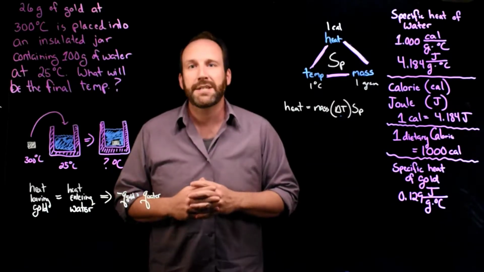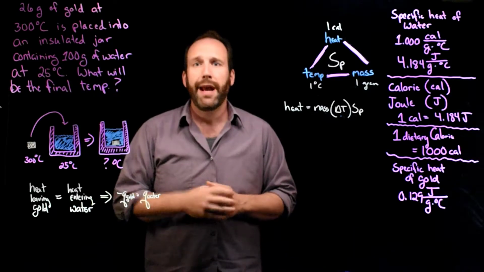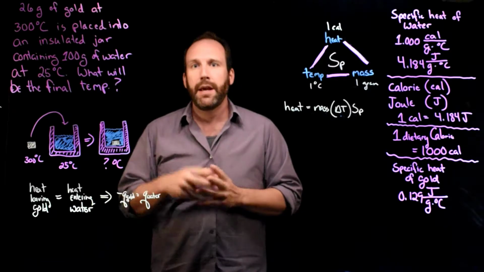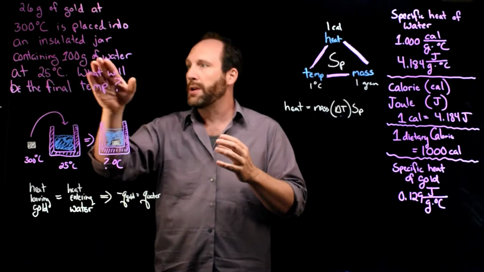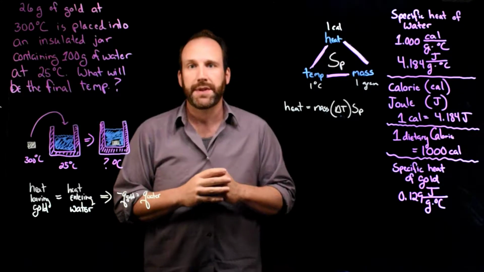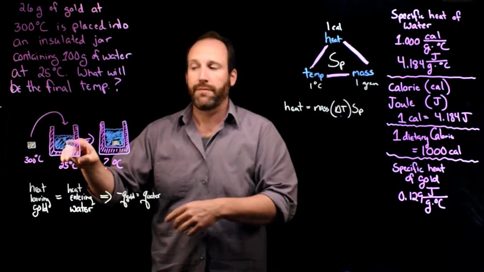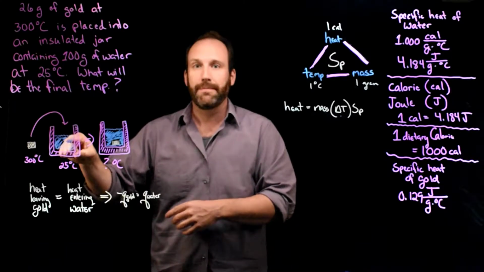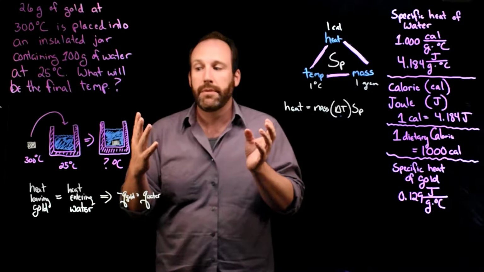Okay, so I've put our last problem here on the board. We're told that we've got 26 grams of gold, and that gold has been heated to 300 degrees Celsius, right? And then we've also got this insulated jar containing 100 grams of water, and that water is at 25 degrees Celsius, right? So we're taking this hot chunk of gold and putting it into the water, and then we're going to allow this system to come to equilibrium, okay?